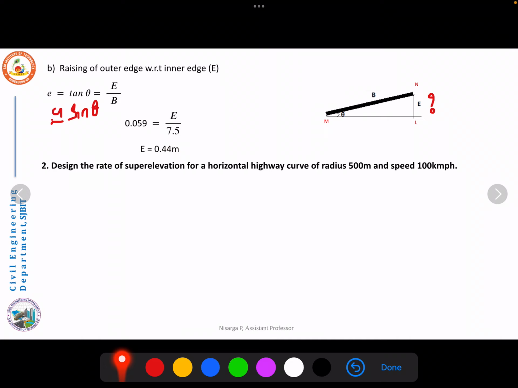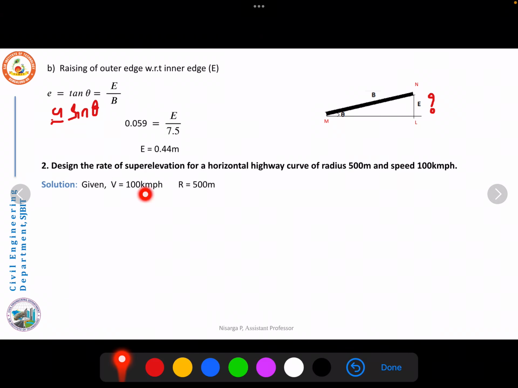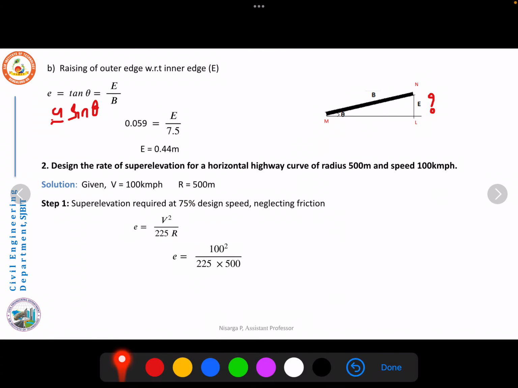So in the second numerical example, it says that we need to design the rate of superelevation for a horizontal curve of radius 500 meters, and the design speed is given as 100 kmph. So first write down the data that is given: V is equal to 100 kmph and R is 500 meters. In the first step, we need to find the required superelevation at 75% of the design speed, neglecting friction. So we have an expression e is equal to V squared divided by 225R. It's a reduced equation for 75% design speed and neglecting the friction value. Now substitute the speed value and the radius value and find the superelevation.